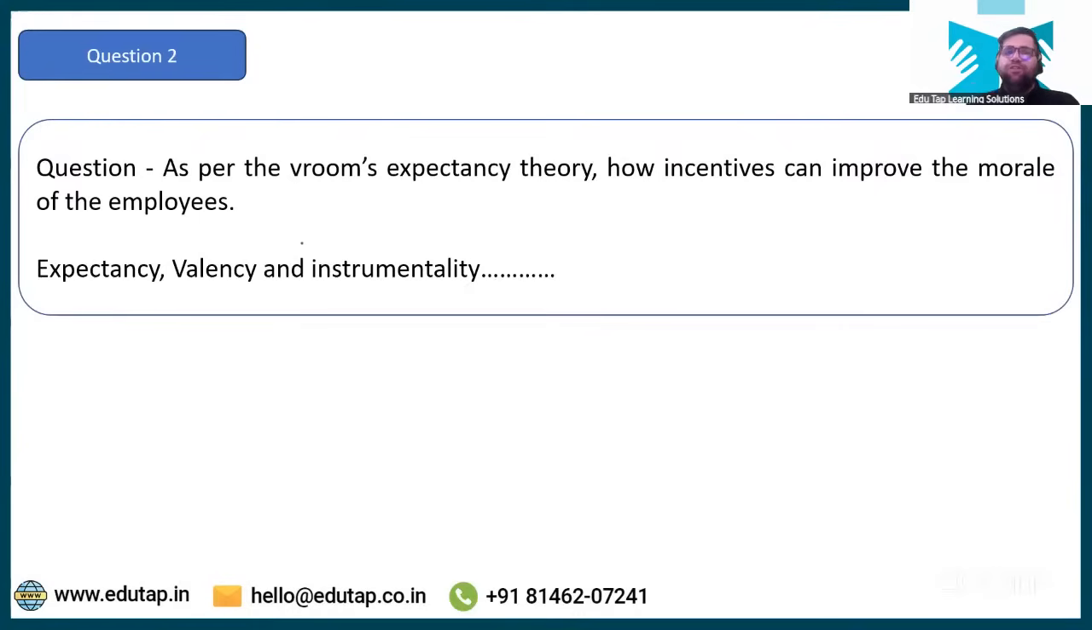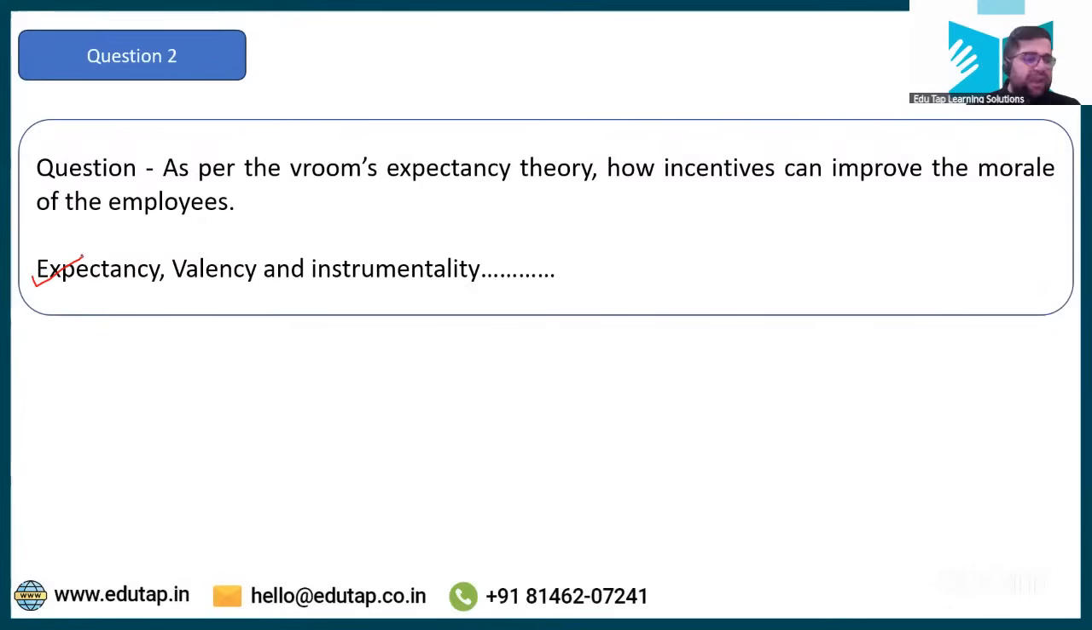Now, the second question also is a bit dubious. Over here also, we don't have the exact question, but the question framing was like this: as per Victor Vroom expectancy theory, how incentives can improve the morale of the employees. They were giving big statements in the options. But if you see, only one option was talking about expectancy, valency, and instrumentality, and that will be your correct answer. No other statement was talking about expectancy, valency, and instrumentality.